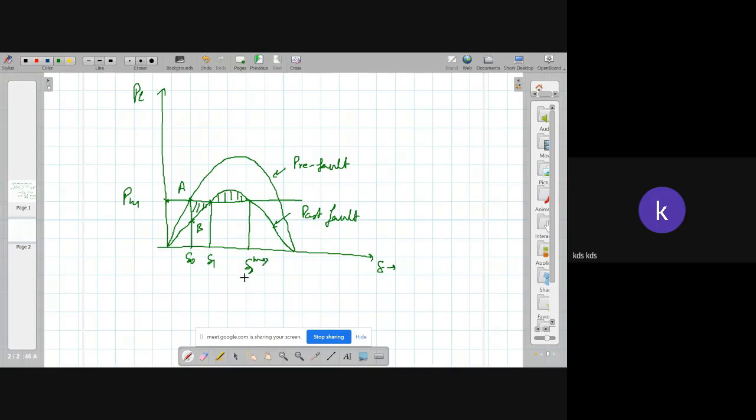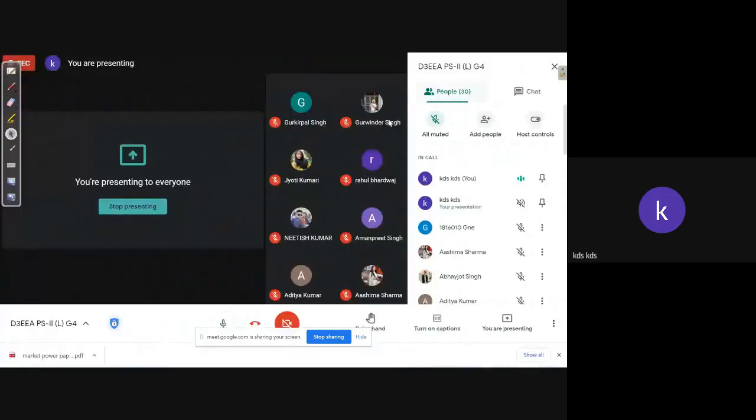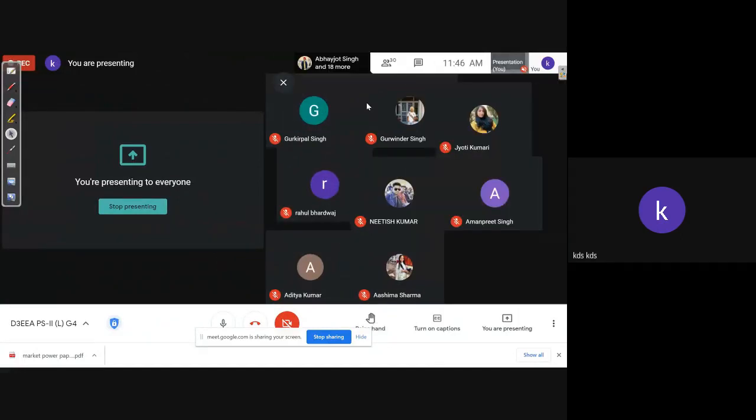So if the decelerating area is more, accelerating area is less, then the system is stable. And when they are equal, from the fact that accelerating area equals decelerating area, that gives me the critical clearing angle. Okay, so that gives me the critical clearing angle.